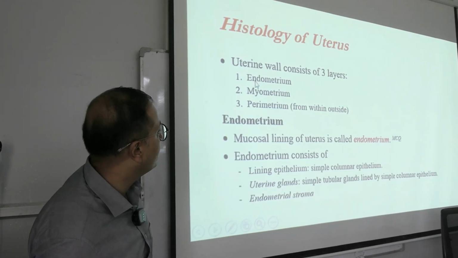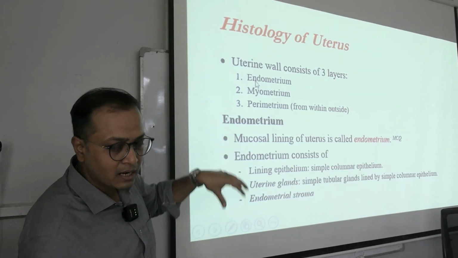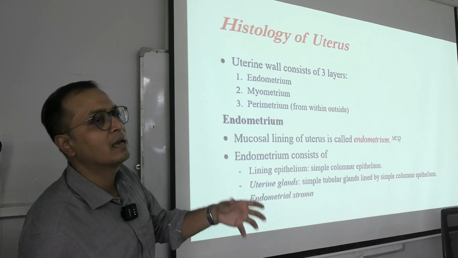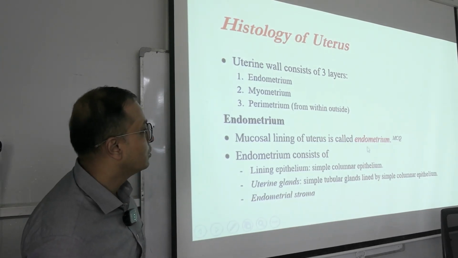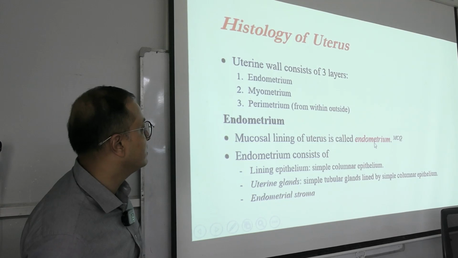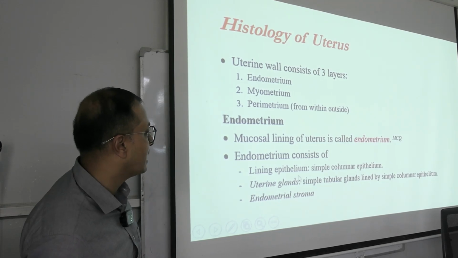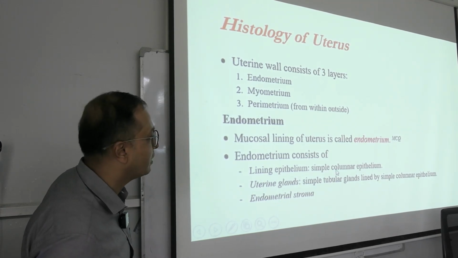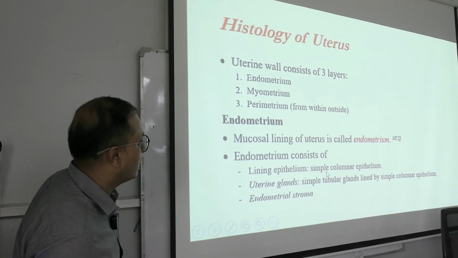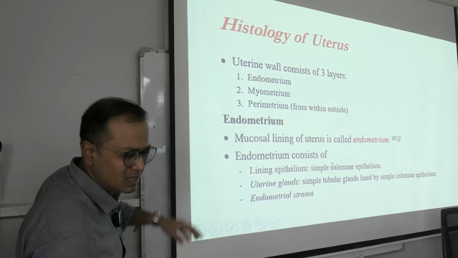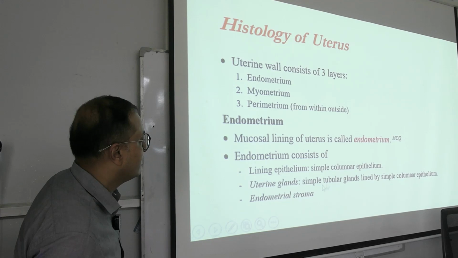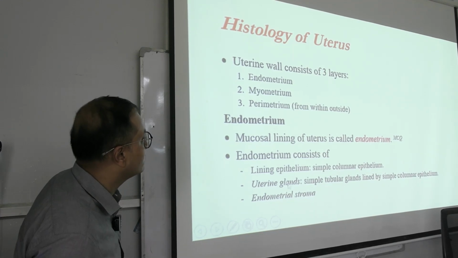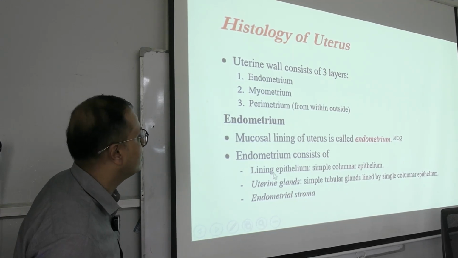The endometrium is the innermost layer, lining the cavity of the uterus. It has a cell lining of simple columnar to cuboidal epithelium. This lining epithelium is not ciliated, compared to the previous one. And then it has plenty of glands present in this innermost layer.